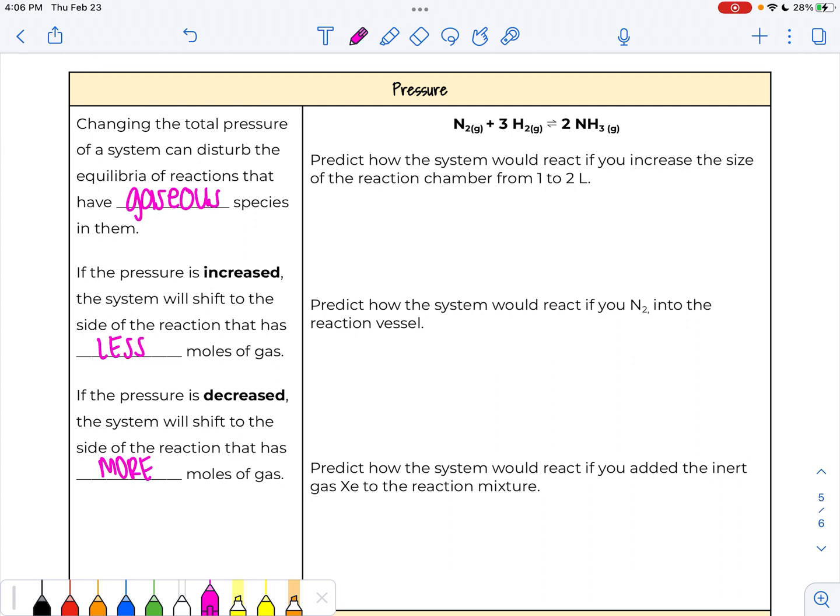So, predict how the system would react if we increase the size of the reaction chamber from 1 to 2 liters. Size of the reaction chamber, that's not about pressure.